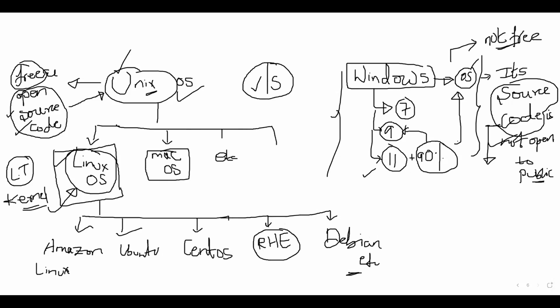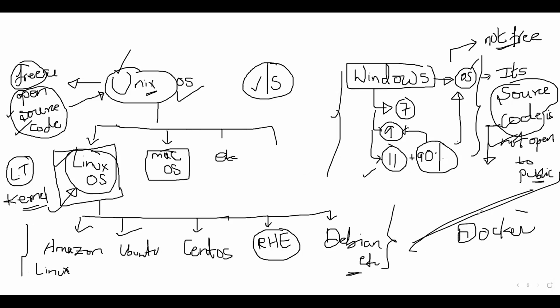Etc. So it's clear to everyone now? It's clear to everyone. So using Unix as a base, we have Linux, Mac OS, etc. And using Linux as a base, we have the other operating systems in the market. The same concept, this is the advantage we can see in the Docker tool. When we learn Docker, we're going to see the same concept.